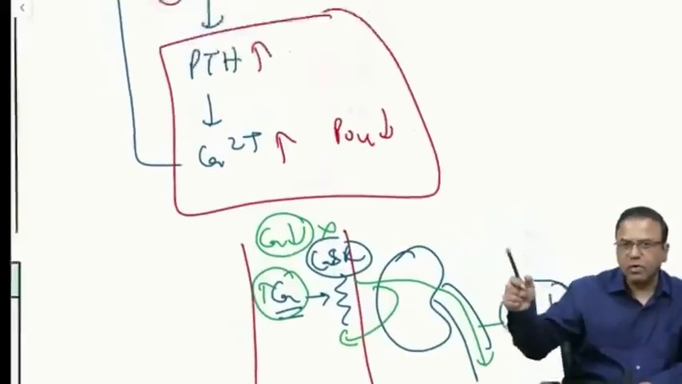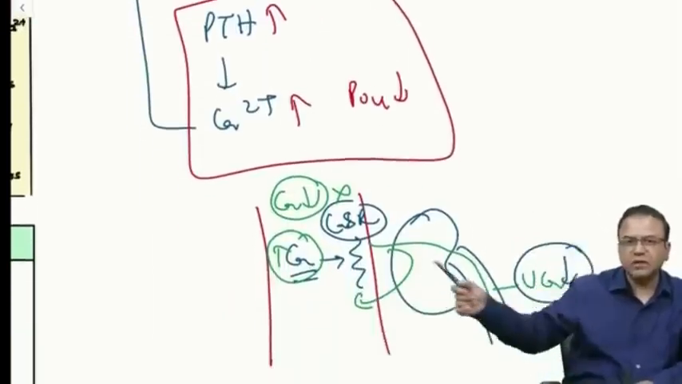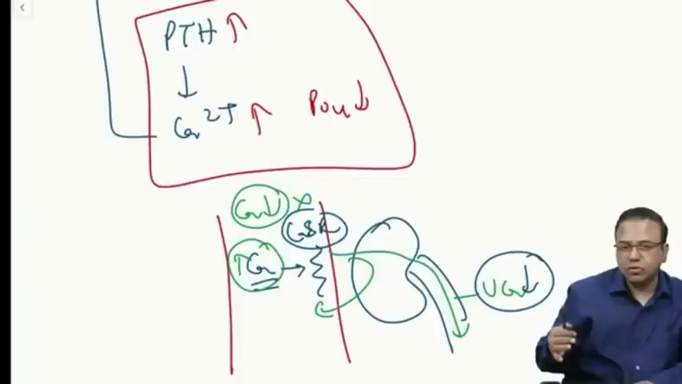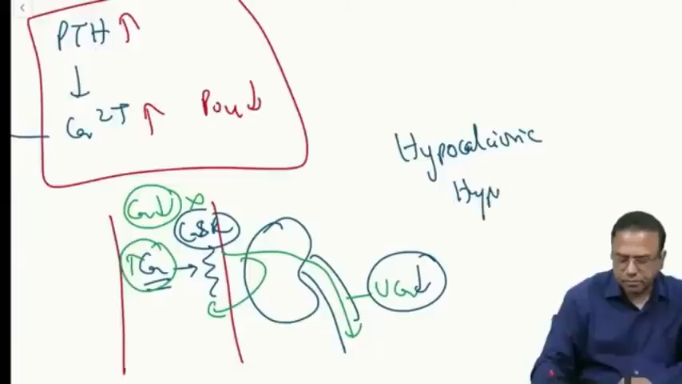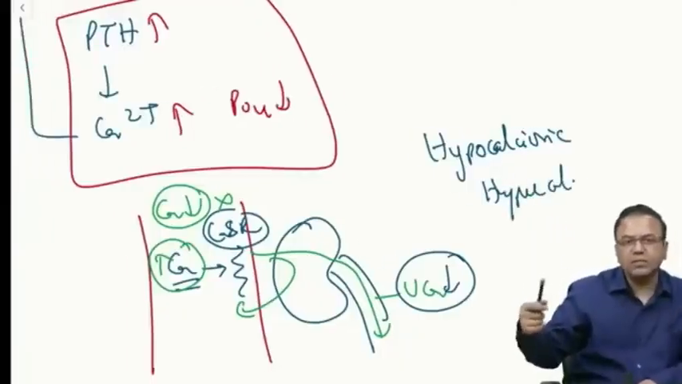This is contrary to what would happen in a hyperpara. In a hyperpara, calcium will spill over in the urine thanks to the calcium sensing receptor. This is the reason why patients with hyperpara come with renal stones. These patients will not come with renal stones, and that's why it's called hypocalciuric hypercalcemia. So hope you understand: hypocalciuric, low urine calcium, high calcium in the blood.